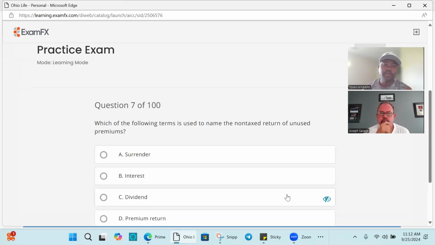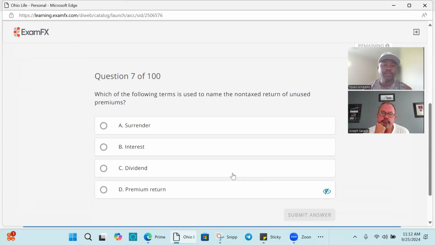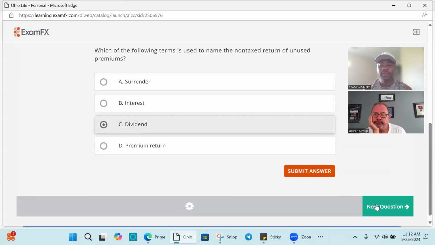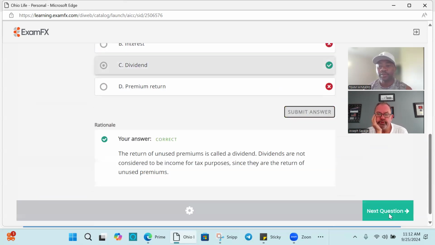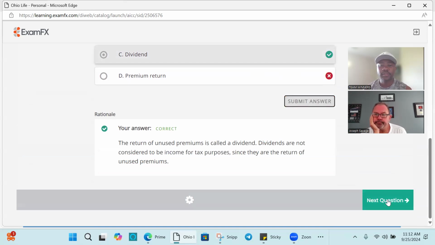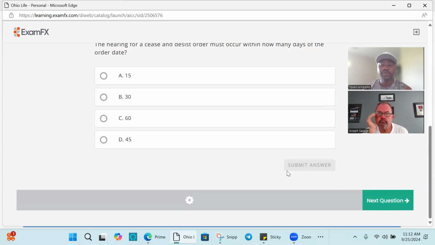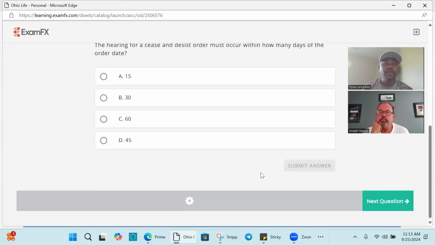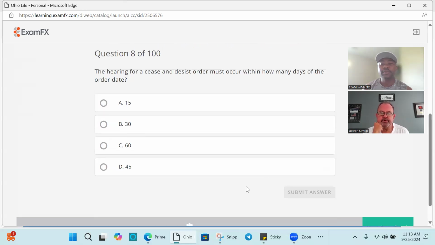Which of the following terms is used to name the non-taxed return on unused premiums? Dividend. Yep. Dividends, for unused or overpayment of premium. Is that terminology different from dividends received in investments? Yes, policy dividends versus investment dividends, completely different. That's interesting.